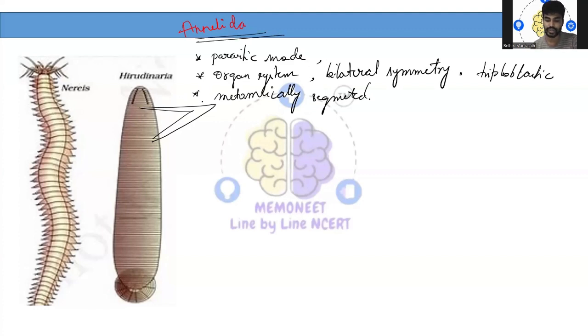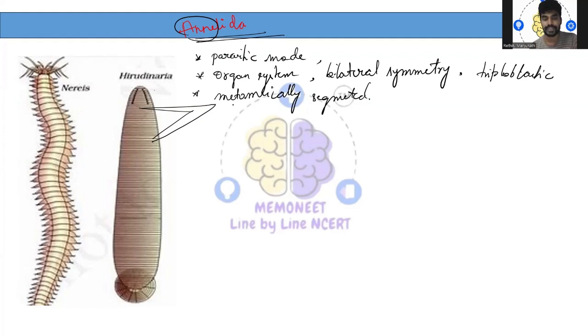Annelida, in which annuli means little ring-like structures. They possess longitudinal and circular muscles, which actually help in locomotion.